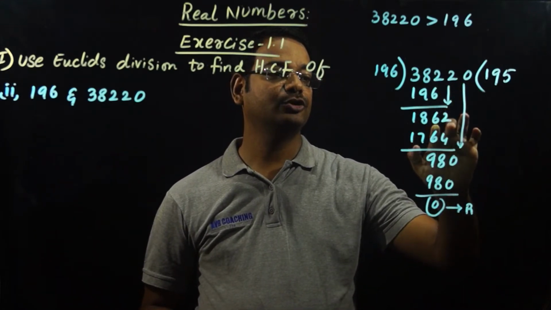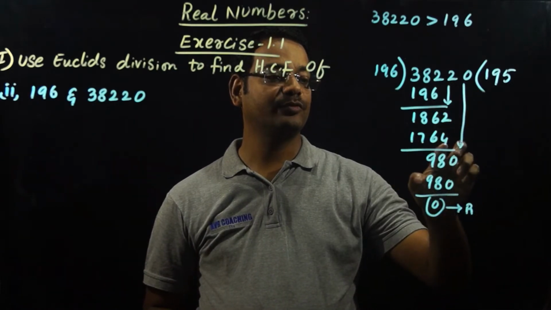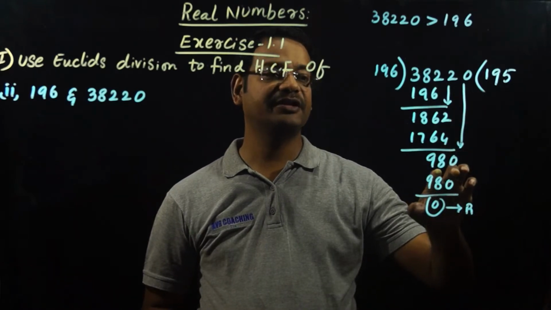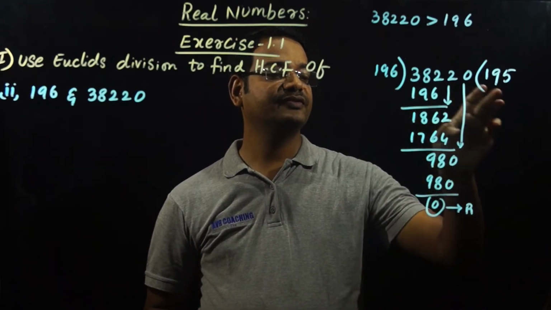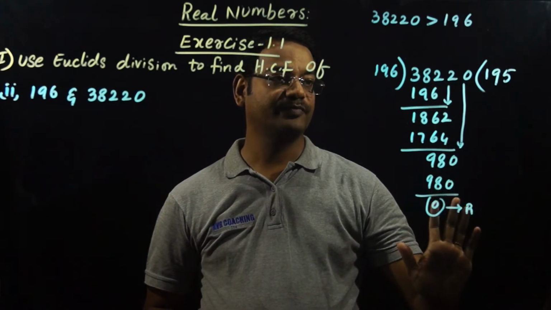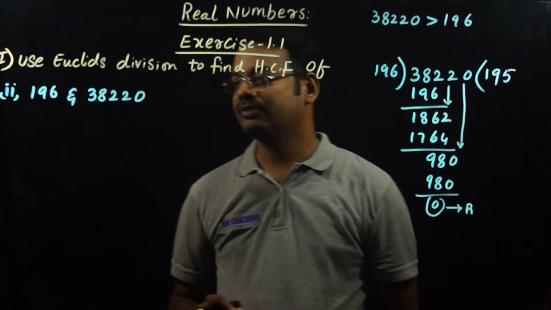We'll take 2 down. So now 196 into 9 is 1764. Remainder is 98. We take 0 down, it becomes 980. So 196 into 5 is 980. So remainder is 0. Now this is the long division method. We'll apply this long division method to Euclid's division lemma.